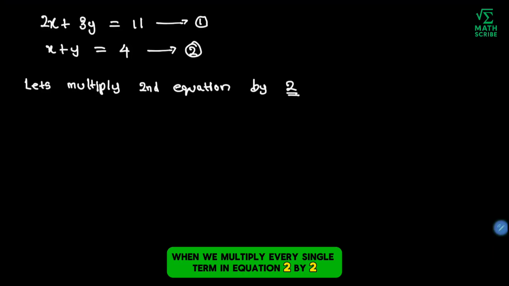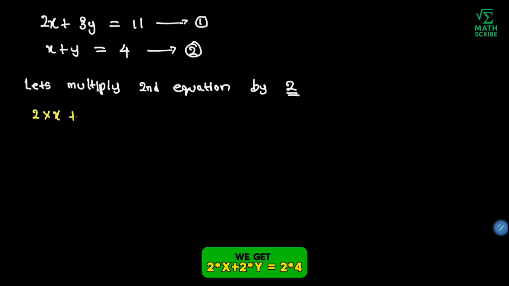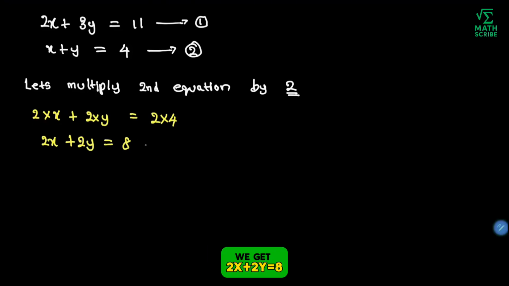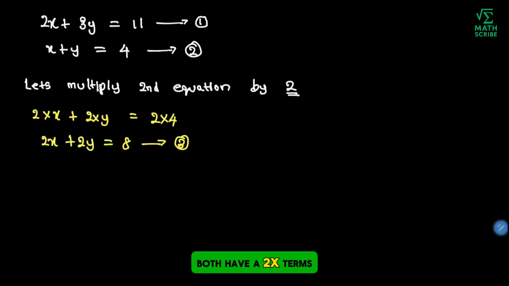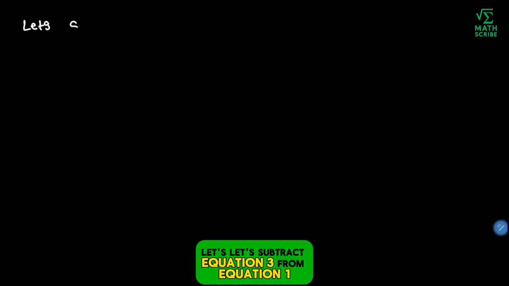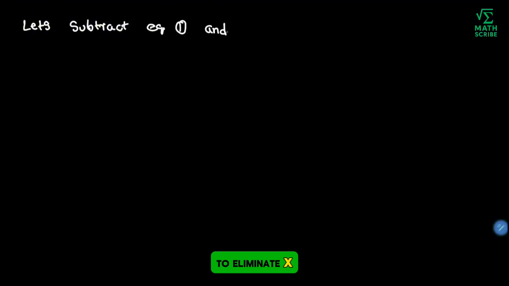When we multiply every single term in equation 2 by 2, we get 2 times x plus 2 times y equals 2 times 4. We get 2x plus 2y equals 8. So that's our equation 3. Now look at equation 1 and equation 3. Both have a 2x term. Let's subtract equation 3 from equation 1 to eliminate x.